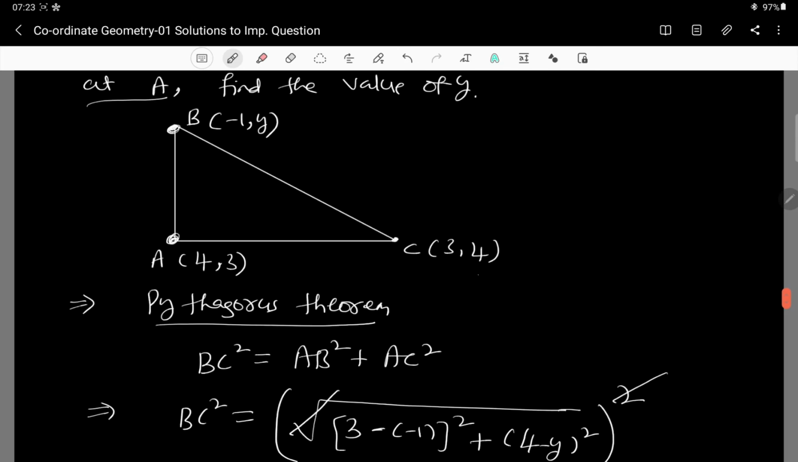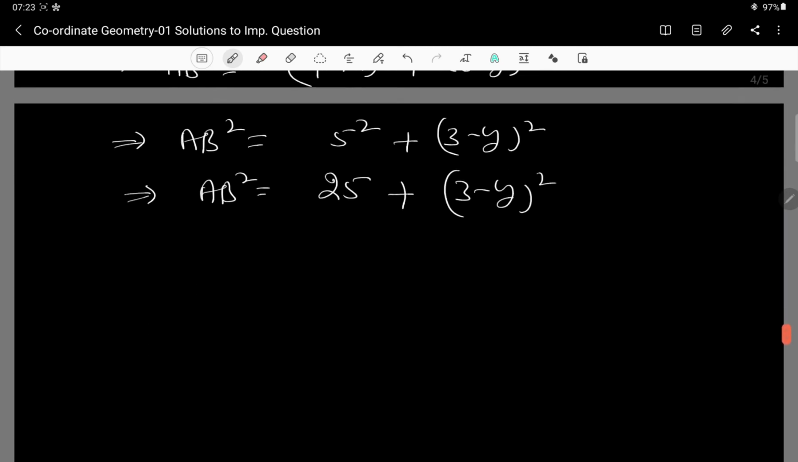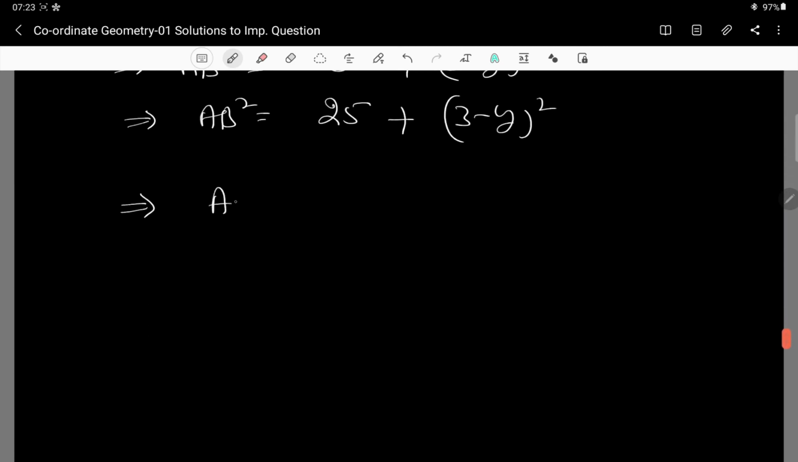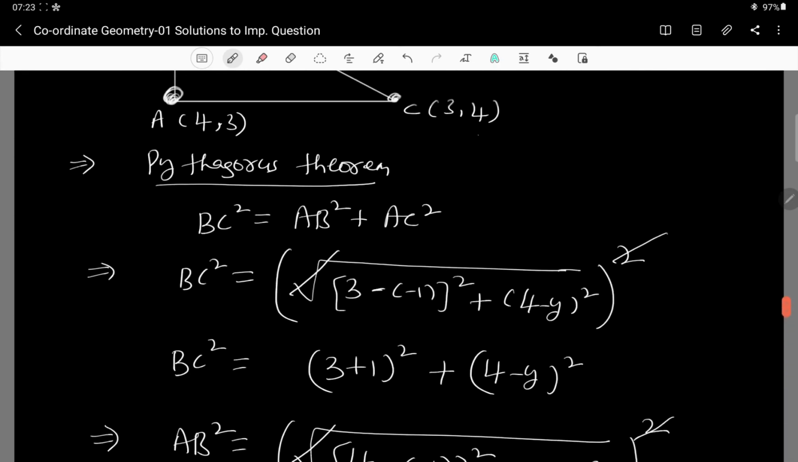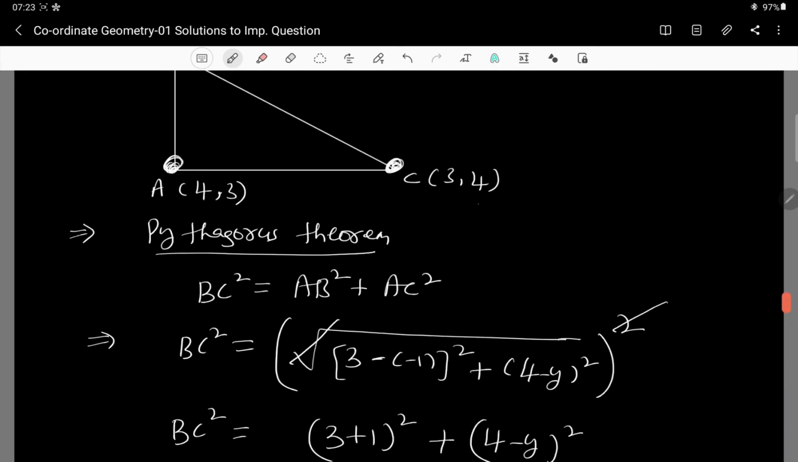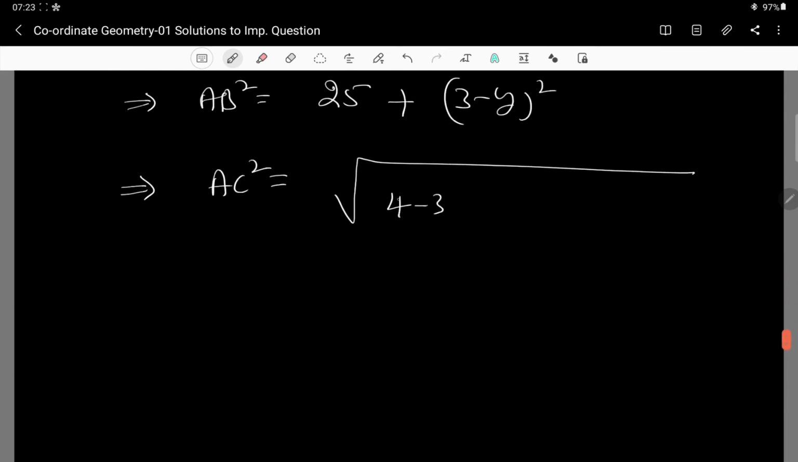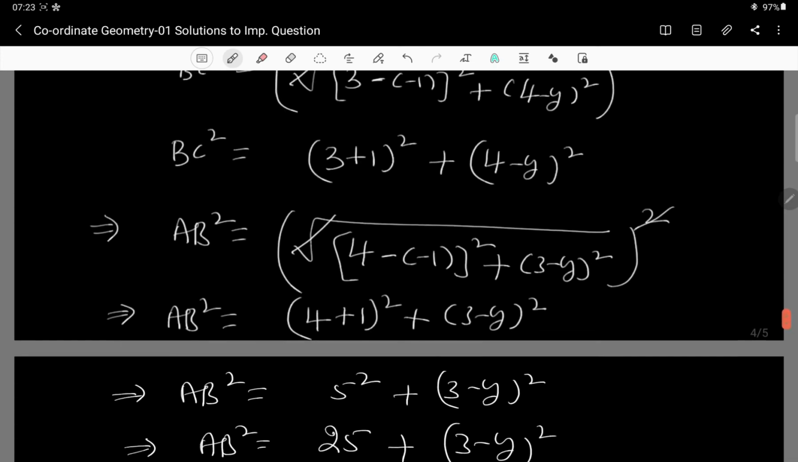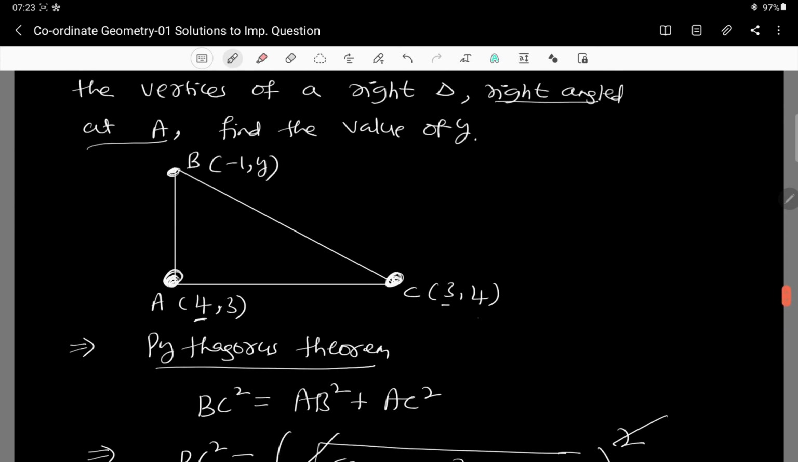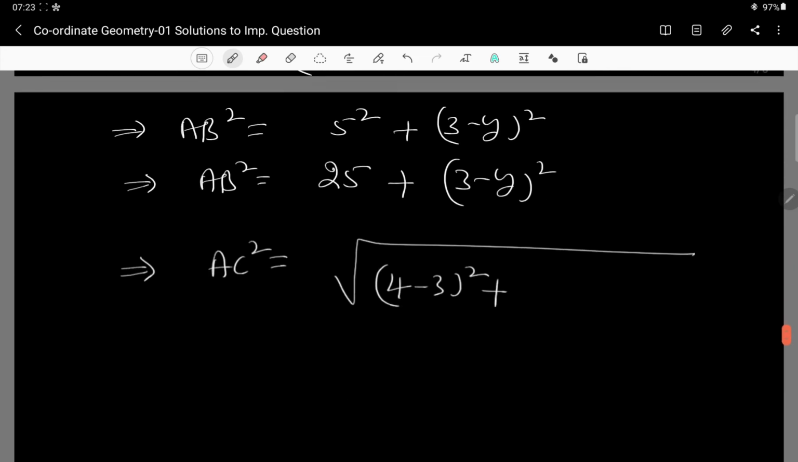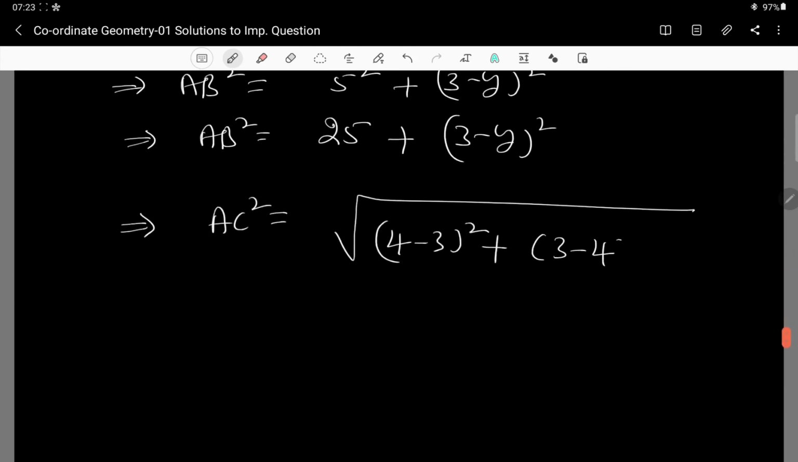Alright, now let us try to find out this AC square also, from A to C. So AC square is equal to, again under root is there as usual. AC square means you can take this as x2 y2 or this as x2 y2, that is up to you. Here you can directly do 4 minus 3 whole square plus, then afterwards 3 minus 4 whole square.